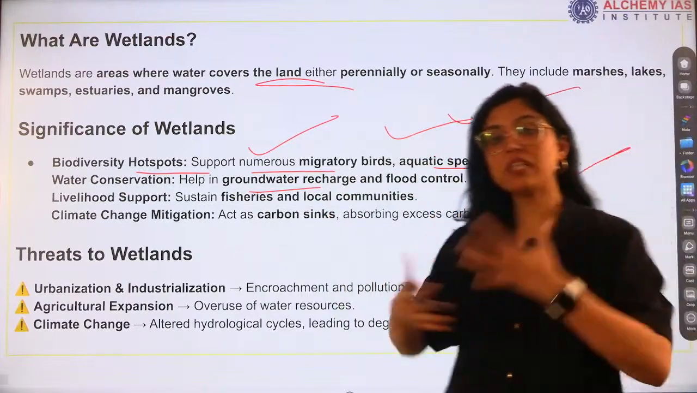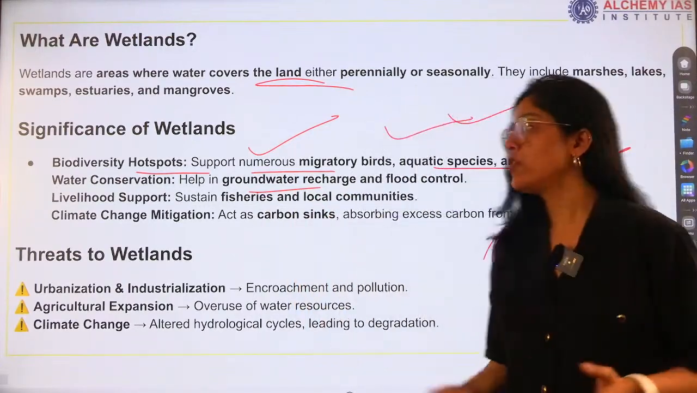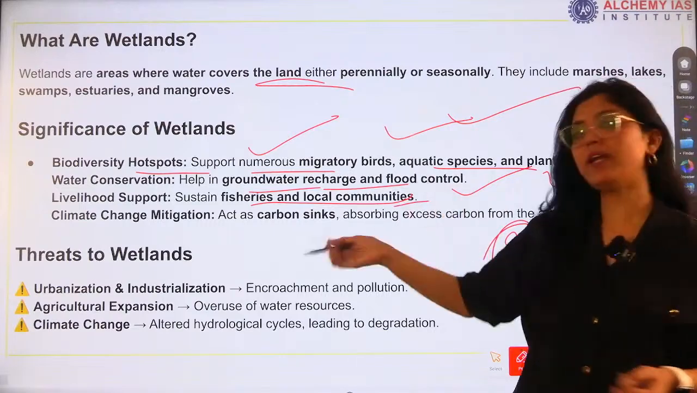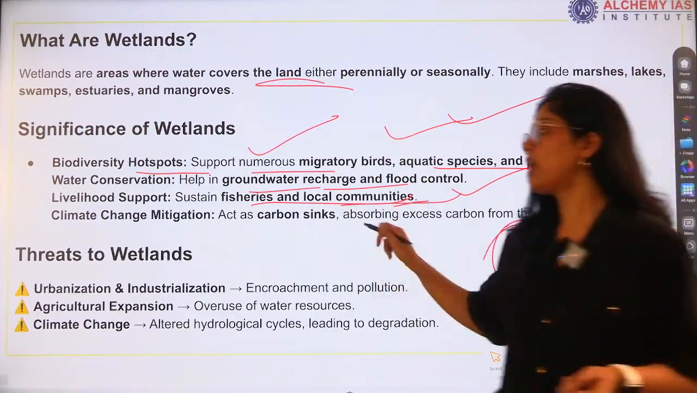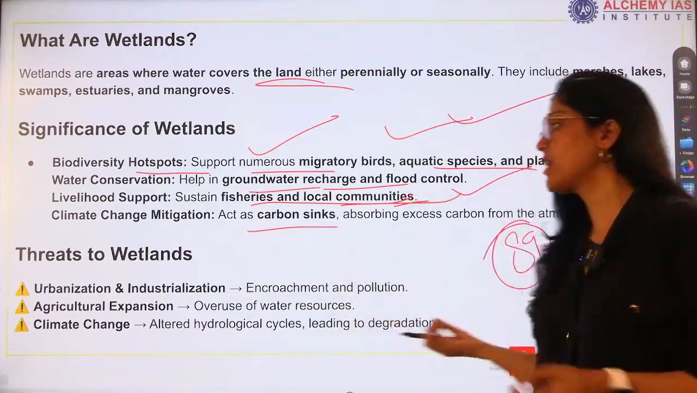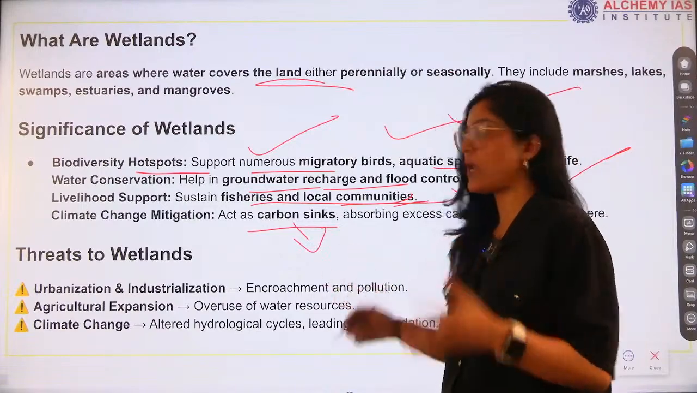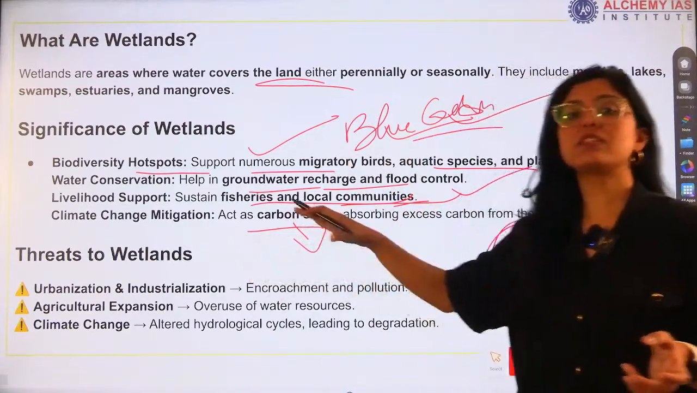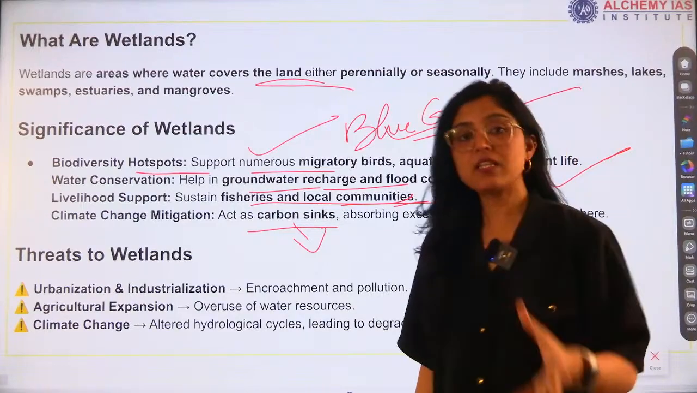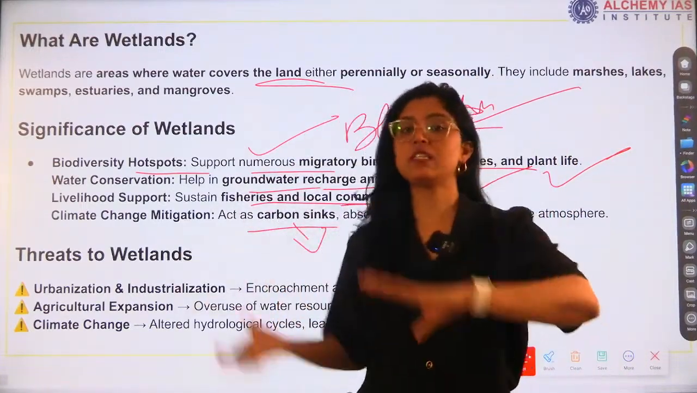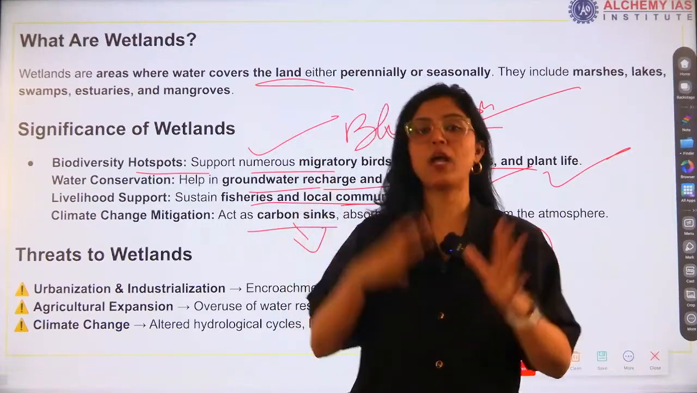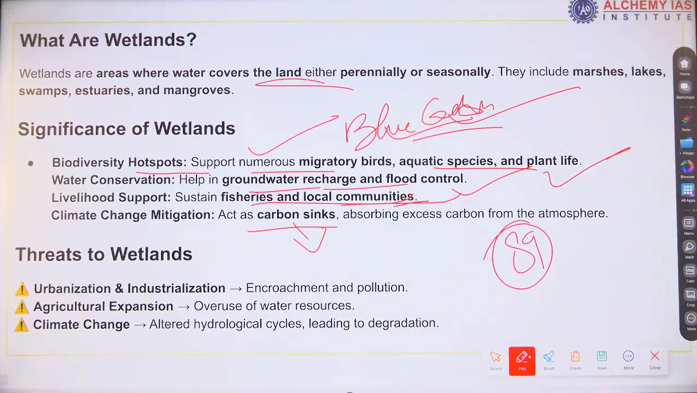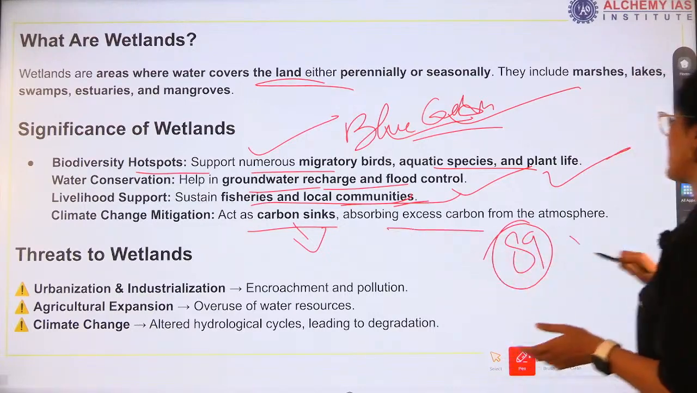Wetlands protect us from disasters also, like floods. Okay, they help in groundwater recharge and flood control. Livelihood support, very, very important. People who are dependent on them, fisheries, right? Local communities for other activities. Climate change mitigation, it helps us in climate change mitigation. How? Carbon sink, blue carbon. Wetlands are part of blue carbon also, right? So they provide us carbon sinks. And there is a report which says that terrestrial forests absorb less carbon than blue carbon. Okay, the forest of water areas. Wetlands absorb excess carbon from the atmosphere.